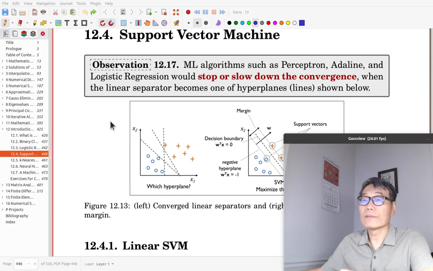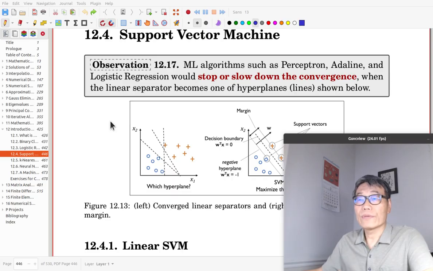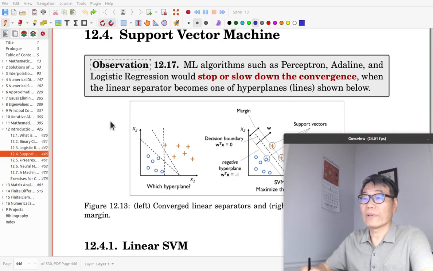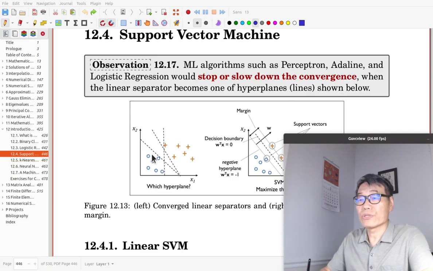It's section 12.4, support vector machine. So far, you learned about perceptron, Adaline, and logistic regression. Those algorithms would stop or slow down the convergence when the linear separator becomes one of the hyperplanes shown in this figure. For example, the perceptron will completely stop when reaching one of these hyperplanes.